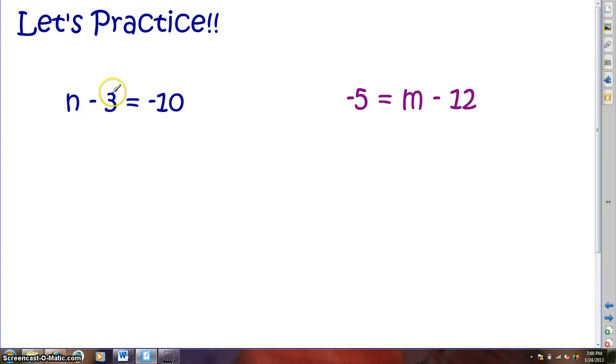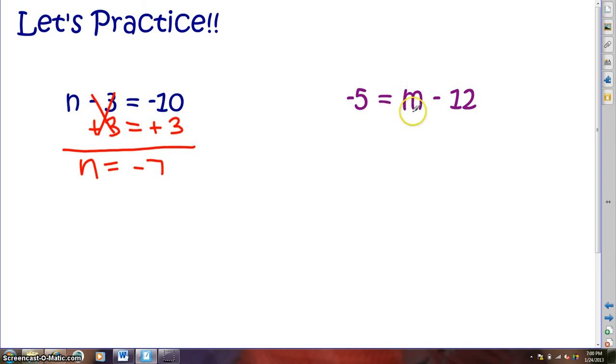Let's try 2 more. So here's my n, my variable. It has a minus 3 with it. So to undo a minus 3, I add 3. And under the minus 10, because remember I have to keep it balanced. And over here, my 3's are going to cancel out. And negative 10 plus 3 makes negative 7.